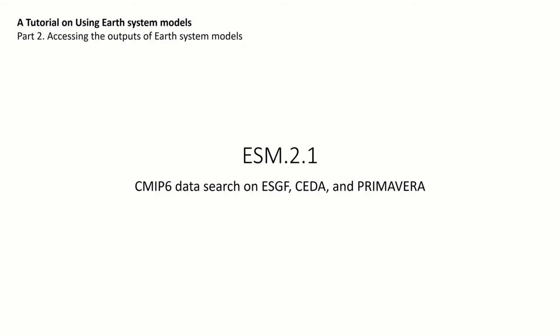they finish their simulation, they will upload their data on, for example, Earth System Grid Federation, on the CEDA archive, or like the PRIMAVERA project. This is for the high resolution Earth system model. It's a special project for high resolution Earth system model. So in this part 2 of the tutorial, we will learn how to search for this data, how to download this data, and how to have a quick access and visualization of this data.